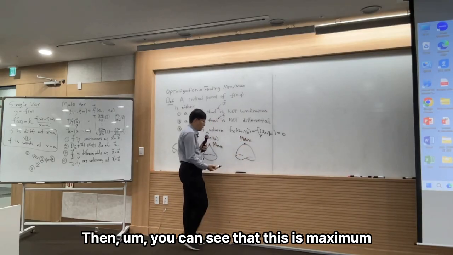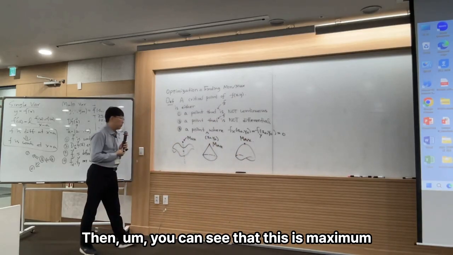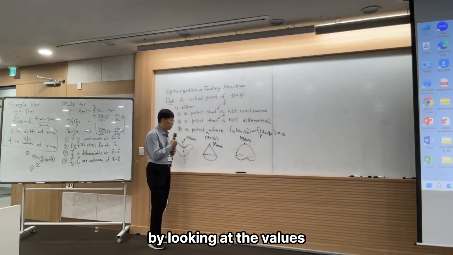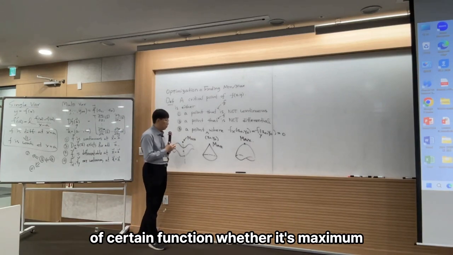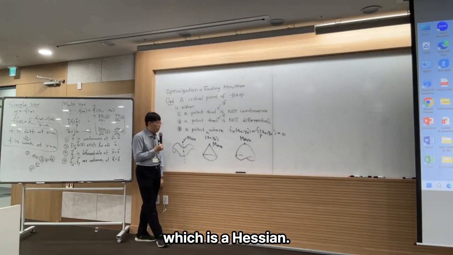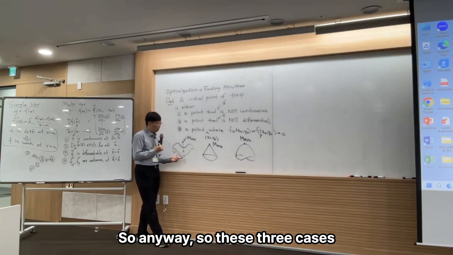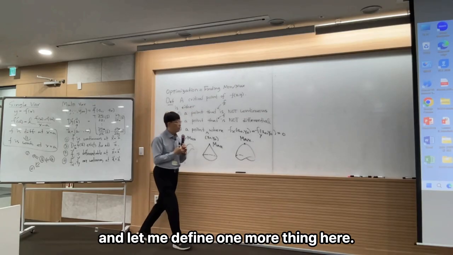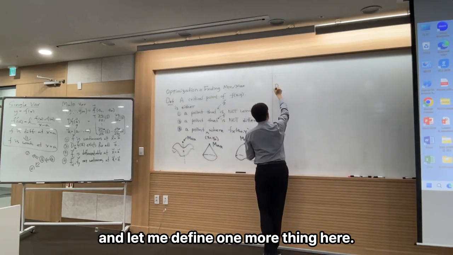Then you can see that this is a maximum by drawing the graph, but there is another theorem that you can use, checking the values of a certain function to tell whether it's a maximum, minimum or saddle point, which is the Hessian. So anyway, these three cases are all the cases of a critical point. And let me define one more thing here.